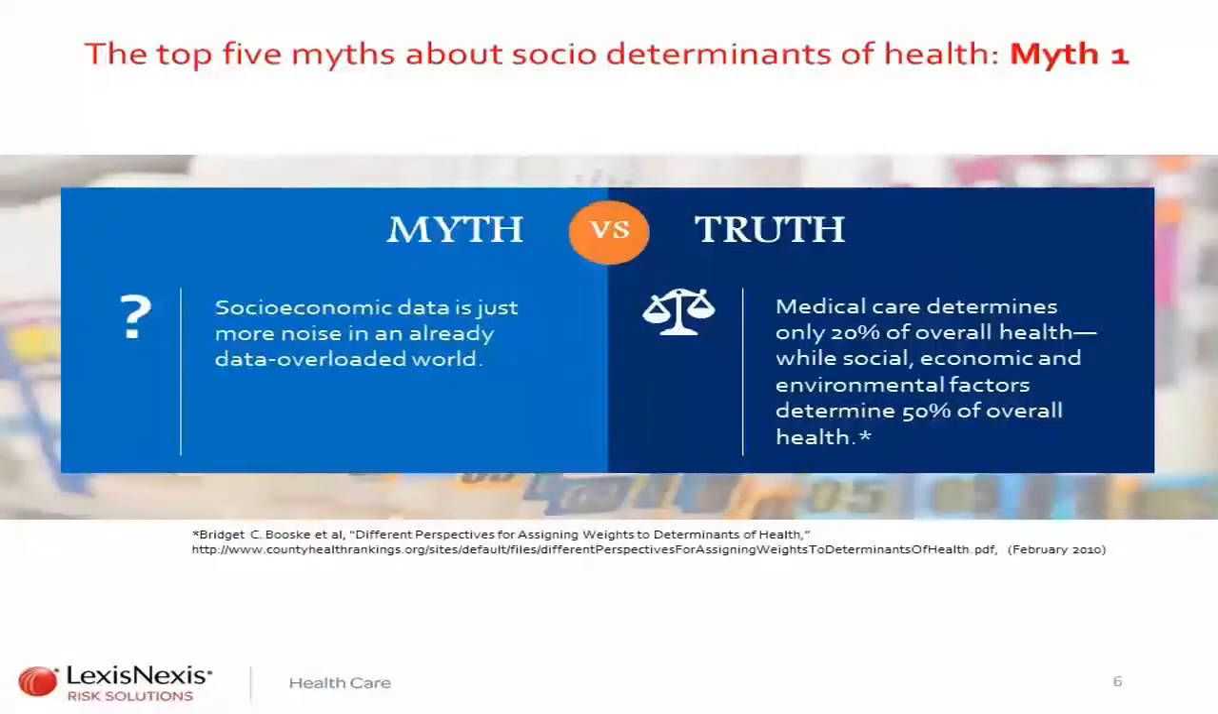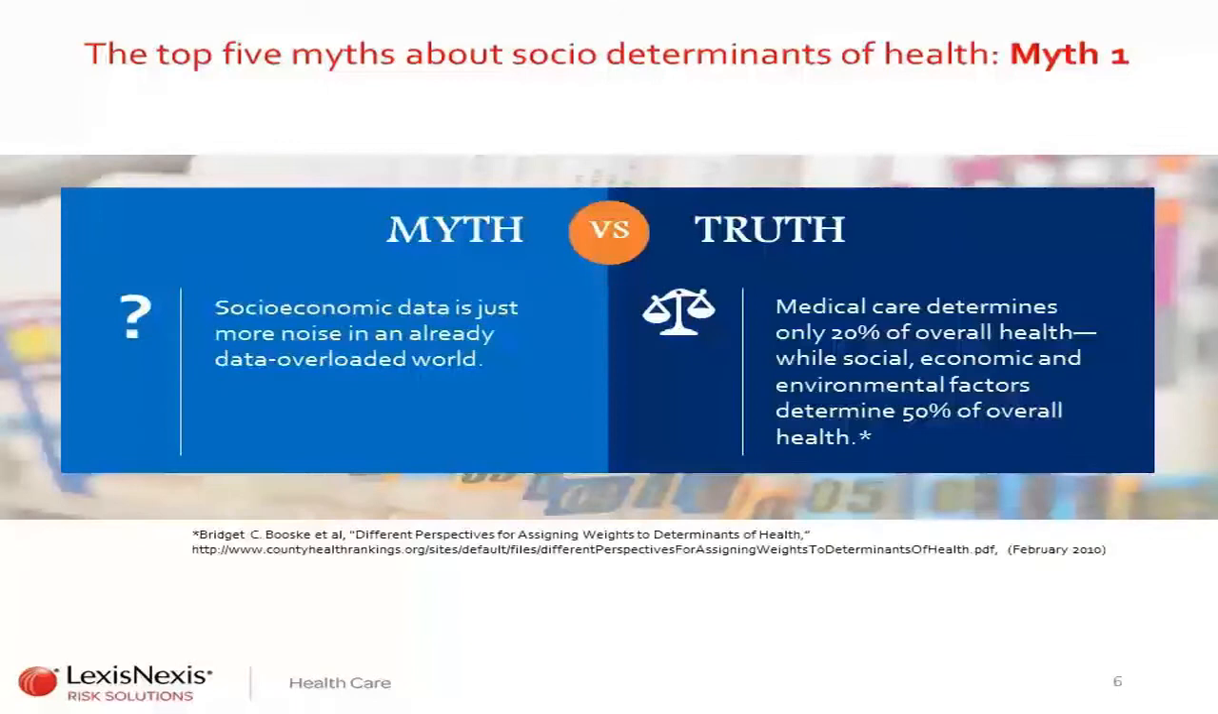The first of our 5 myths is that socioeconomic data is just more noise in an already data-overloaded world. While it's true that in the age of big data, it's easy to become overwhelmed with the sheer amount and variety of data available on members, socioeconomic data is one of those key pieces of data that really should rise to the top.